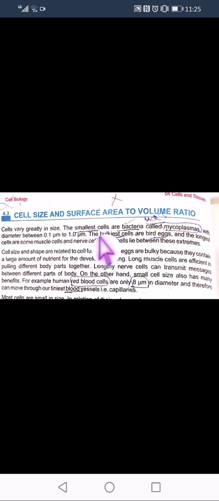And if we talk about the bulkiest cells, these are the bird eggs. And the longest cells are some muscle cells and nerve cells. These are some extremes we have discussed. After that, cell size and shape vary according to their function. Bird eggs are bulky, which means they contain a large amount of nutrients for developing the young. Long muscle cells and nerve cells are efficient in pulling different body parts together, and they are lengthy to transmit messages between different parts of the body.